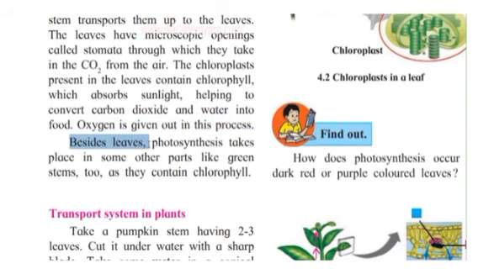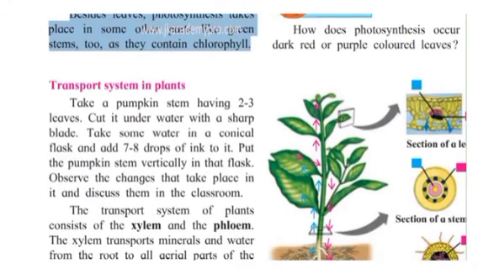Now besides leaves, photosynthesis takes place in some other parts like the green stems too, as they contain chlorophyll. So the green stems also have chlorophyll in them, so they can also produce food and store the food.